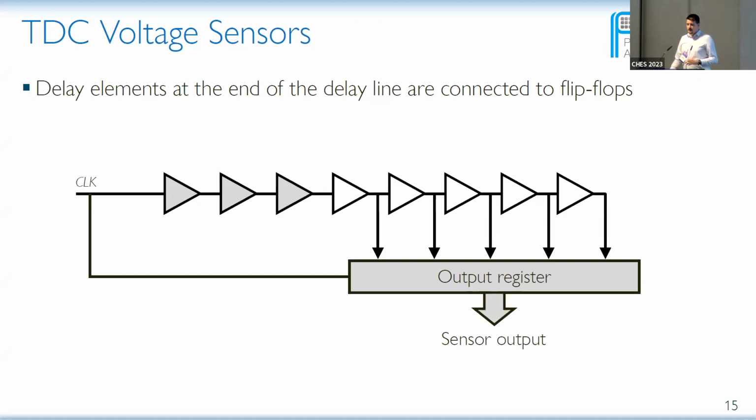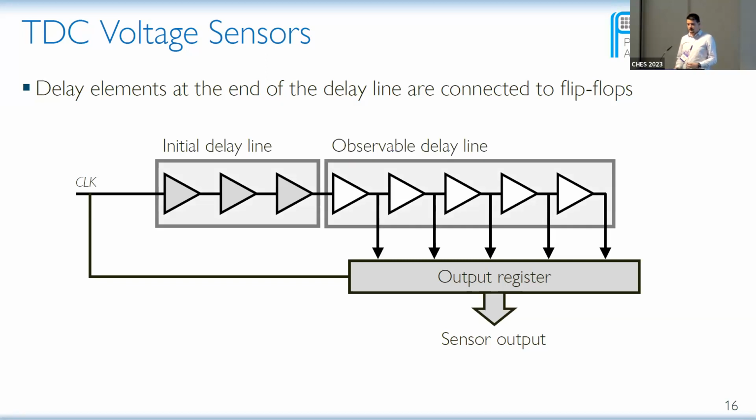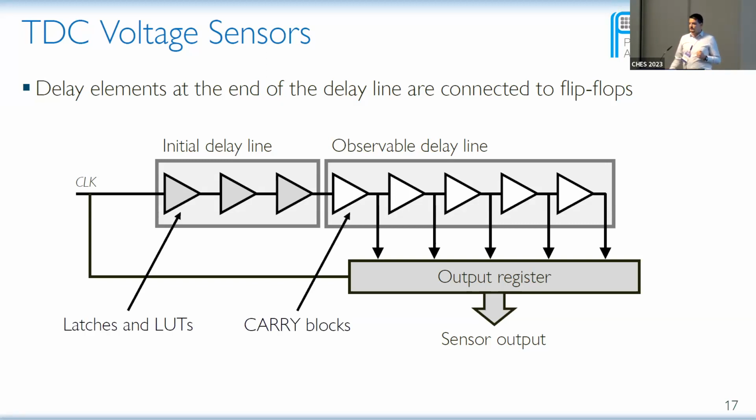On FPGA, usually only the end of the delay line is registered, which makes the sensor have an observable delay line and an initial delay line, where the initial delay line is used just to delay the clock so that it enters the observable delay line. On FPGA, the initial delay line is implemented using lookup tables and latches because they're slow, so they allow low area overhead for a good shift in the clock. And the observable delay line is implemented using carry blocks to get fine resolution, which we'll discuss more.